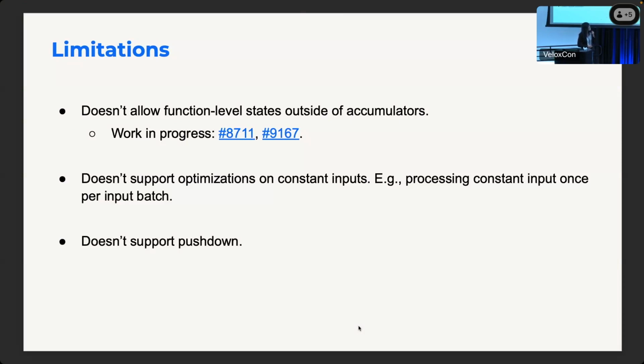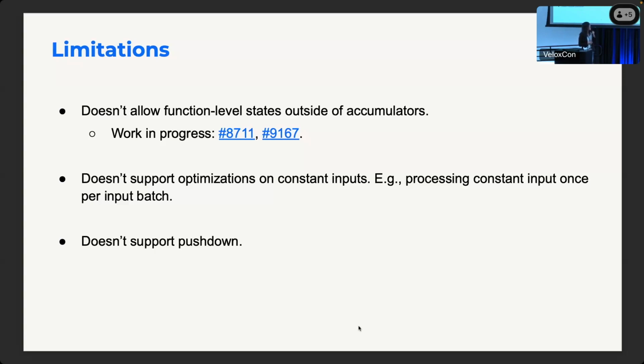Another limitation is that it doesn't support optimization on constant inputs. For example, sometimes the author may have a sense that a particular argument to the aggregation function might always be constant. In that situation, they can add a faster path for the constant input to read that constant value only once for the entire batch. That is currently not supported in the simple UDF interface.